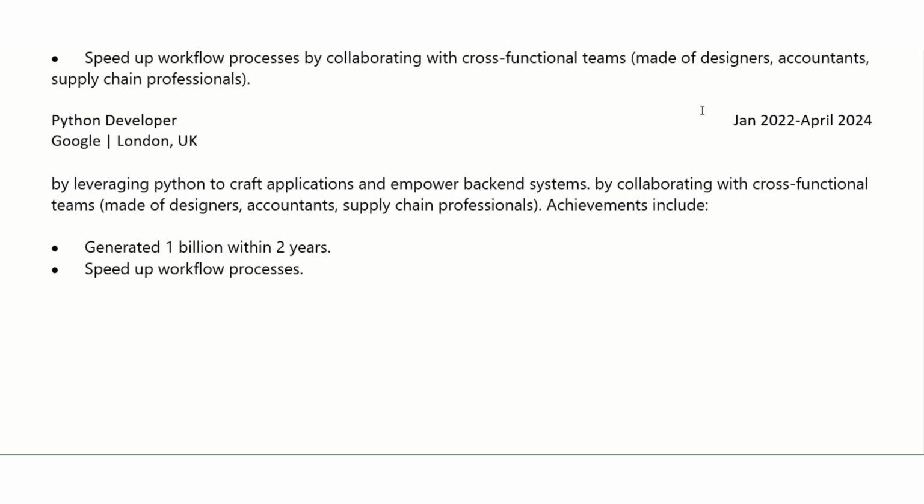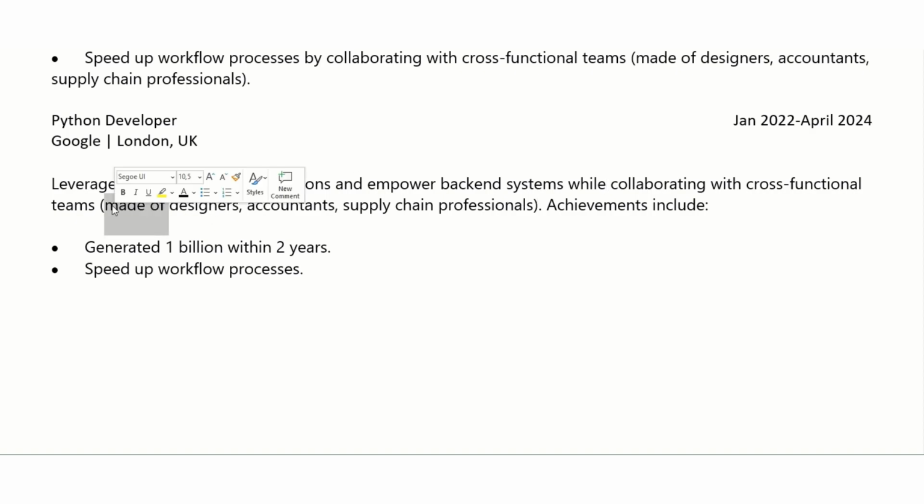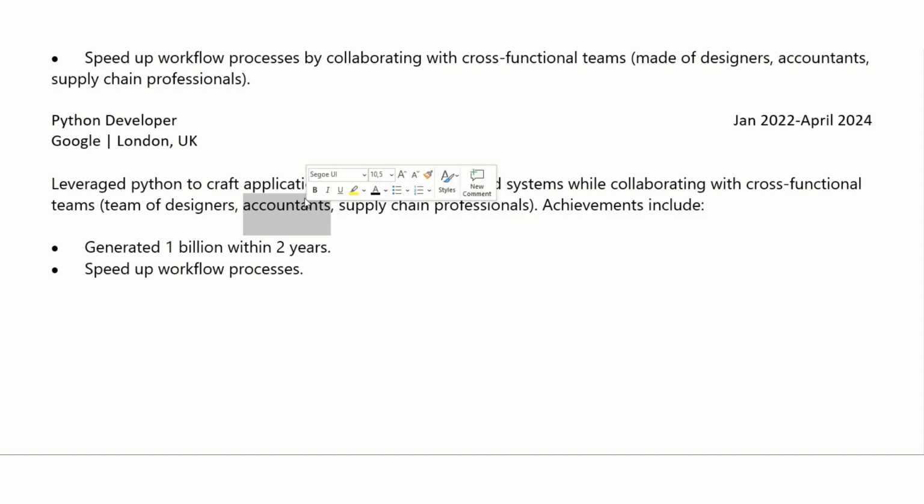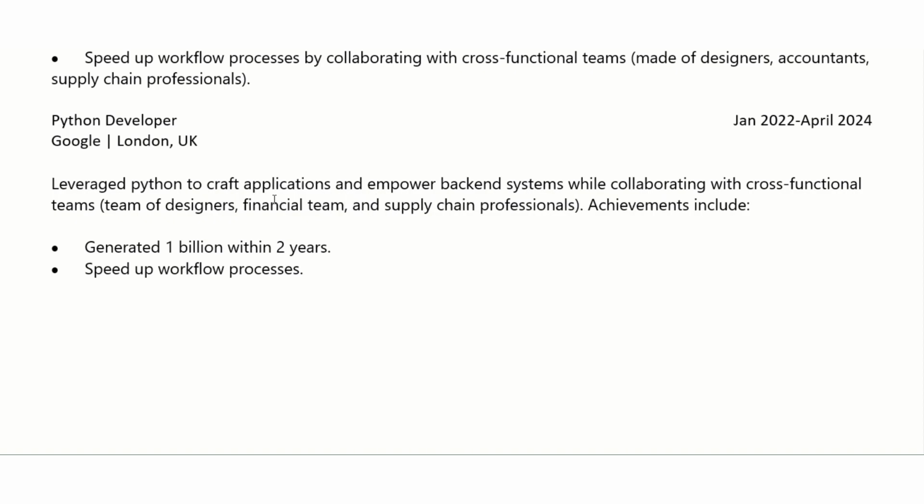Okay, now as it's something that I've done in the past, we are January 2022 until April 2024. Now we are in May. I will write "leveraged". Oh, sorry for the capital letter. Leveraged Python to craft applications and empower the background system while collaborating with cross-functional teams. I can say cross-functional team. I'll write a team of designers, financial team. Don't write the same thing, please. Sorry, that was a mistake. Supply chain professionals. Now it's okay.